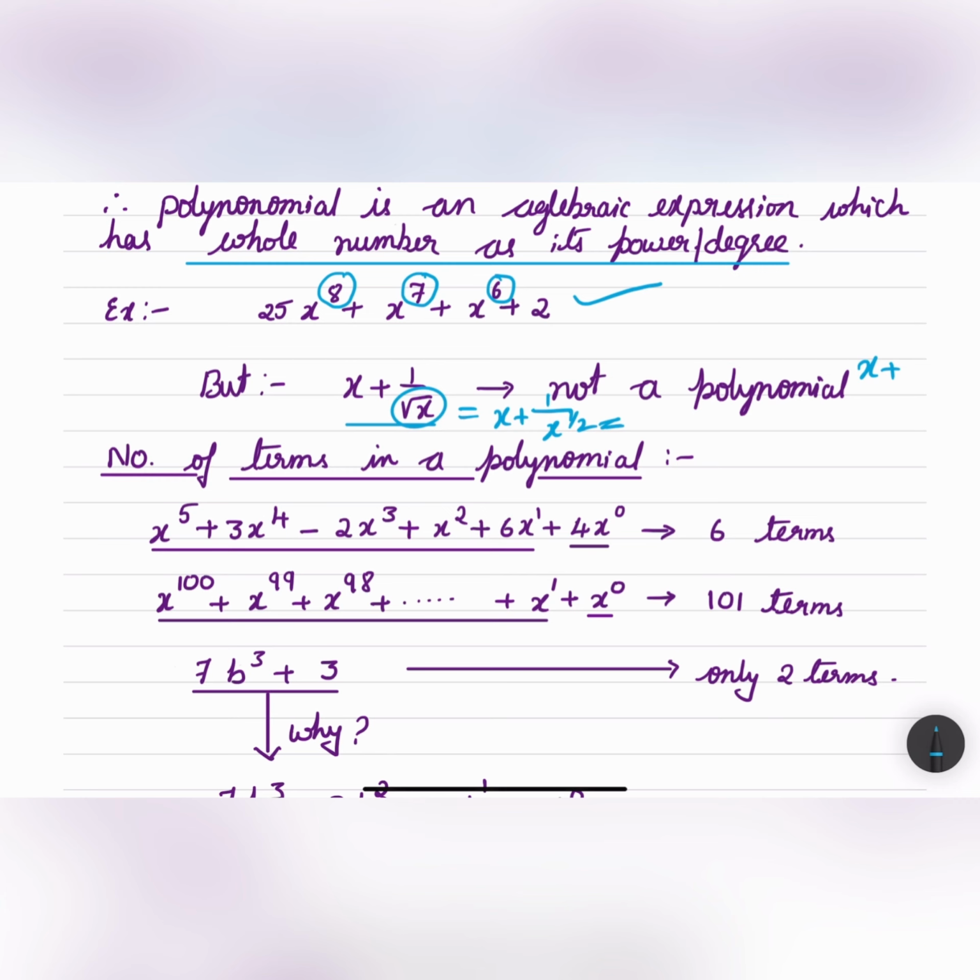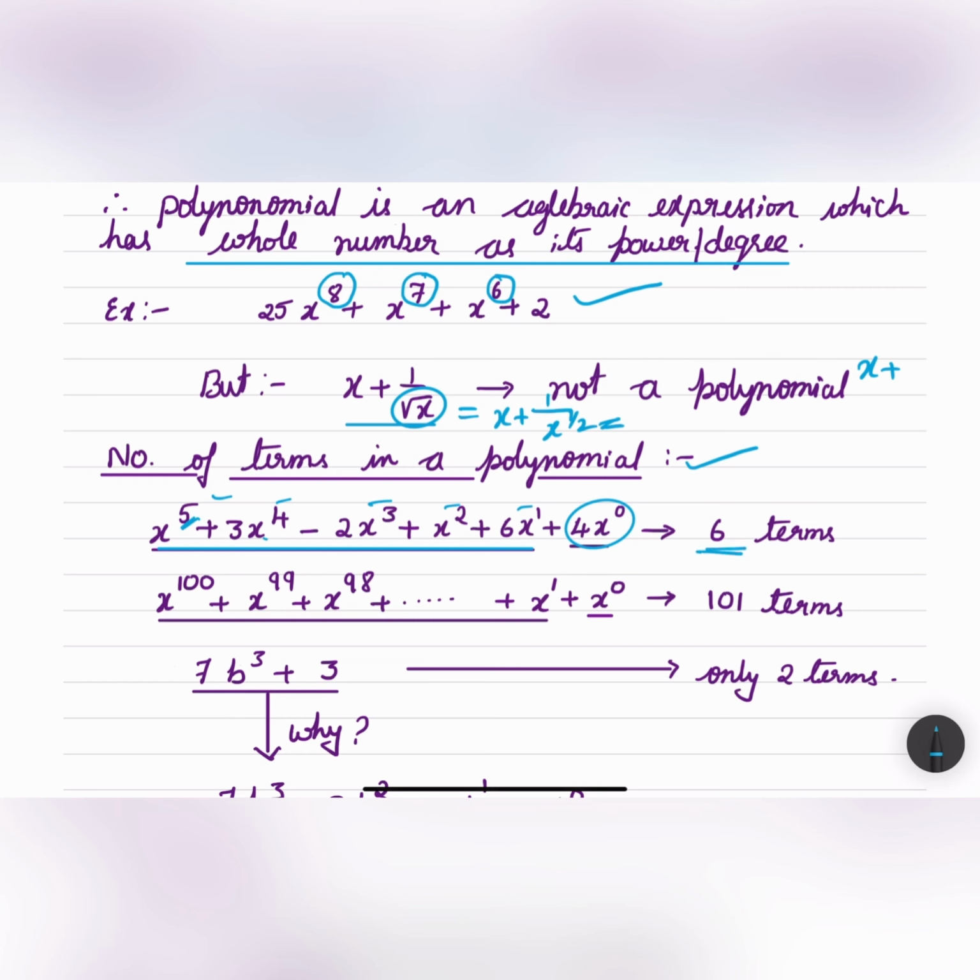Now let us take a look at the number of terms in a polynomial. If I have a polynomial which starts with x to the power 5, 3x to the power 4 minus 2x cube plus x square plus 6x plus 4x to the power 0, the powers go 5, 4, 3, 2, 1, which is one set of 5 terms. And then the last one is a constant. So it will have 6 terms.